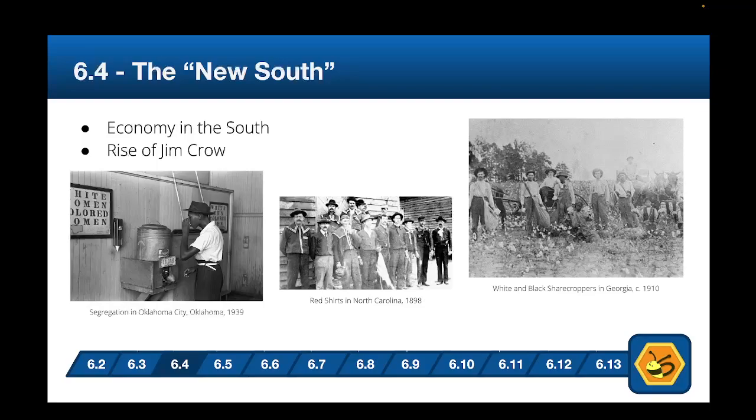This poverty is going to be one of the pushes for African Americans in the South to move on down to Kansas and Nebraska and that area as Exodusters, as well as the Great Migration, which we will talk about later in Unit 7.